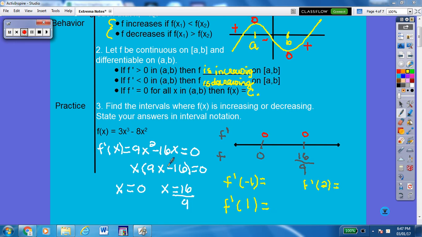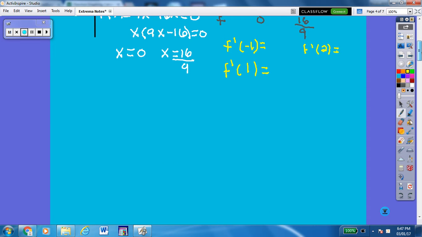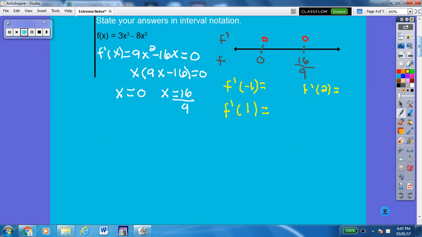The points that I chose were the easiest I could think of. To the left of 0, I chose -1. Between 0 and 16/9, I chose 1. And after 16/9, I chose 2. So those are points that surround, and I'm going to plug them into the derivative. Now, because I don't really care about the answer, I just want to know the sign, you can kind of shortcut this a little bit. You don't actually have to evaluate the whole thing, although you can if you want to.